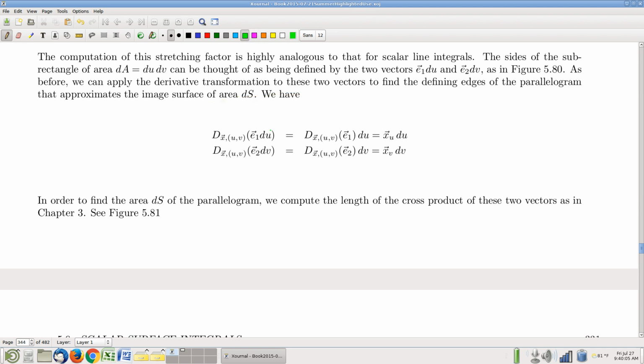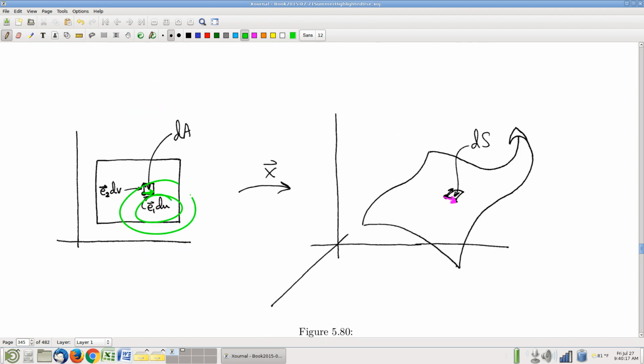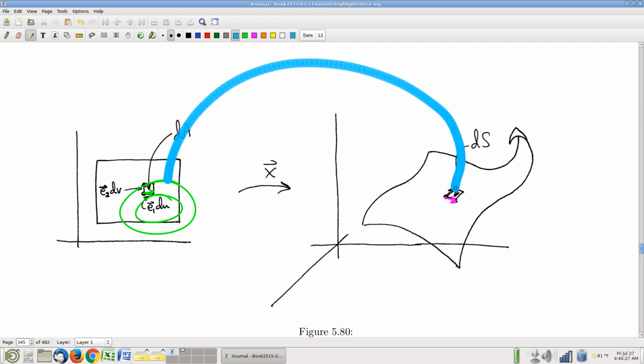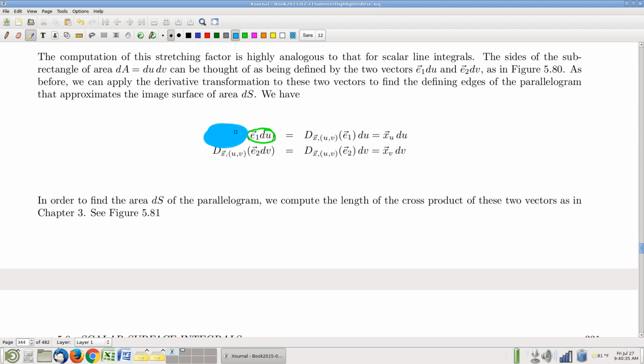We take this input vector E1 du, that's this input vector here. I'll just look at one at a time. That input, oh, wait a second, down here, here we go, E1 du. Right, we're going to apply the derivative transformation. The derivative transformation turns that into this output purple vector. And computing, you get that output vector xu du.